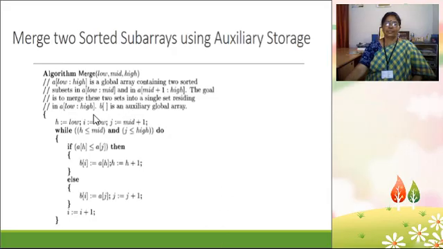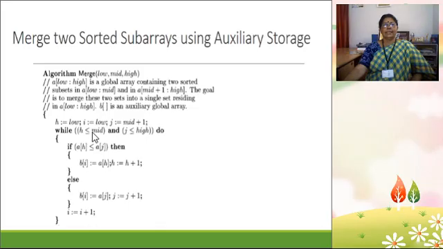So the merge process plays an important role in merge sort. After dividing the given array into subarrays until each subarray has one element, the next process is combining. So here we define three variables, h, i and j. h and i point to low, and j is equal to mid plus 1. So j points to the first element in the second subarray. Now we are going to merge two subarrays.